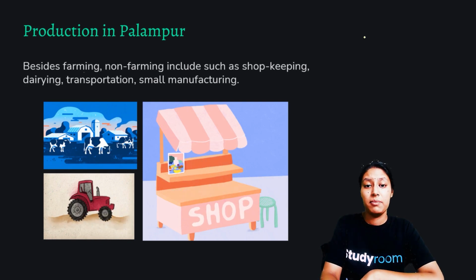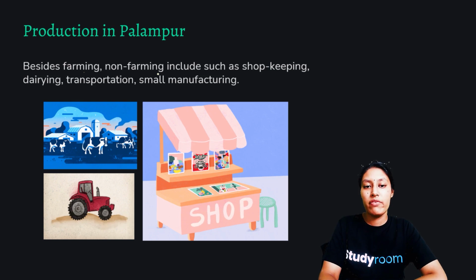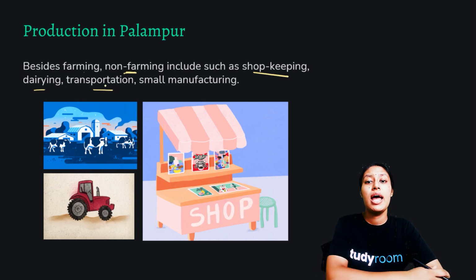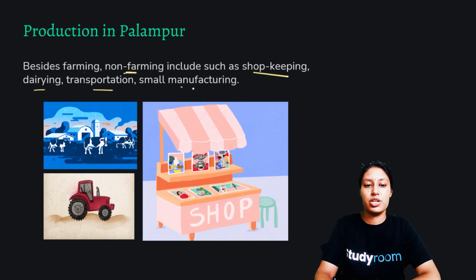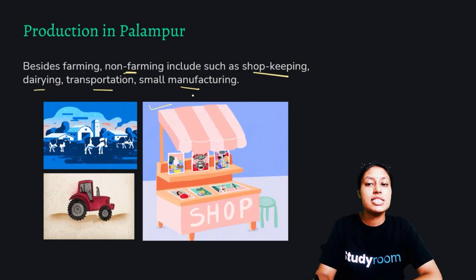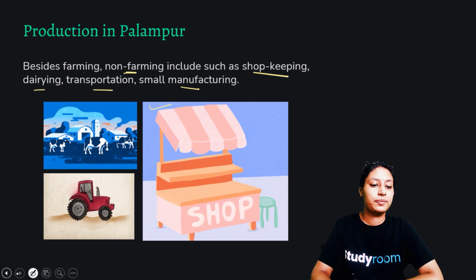Besides farming, there are other activities being conducted in the village. These non-farming activities include shopkeeping, dairying, transportation, and small-scale manufacturing. So small-scale manufacturing and shopkeeping are not part of farming, but they are a very essential part as an activity.